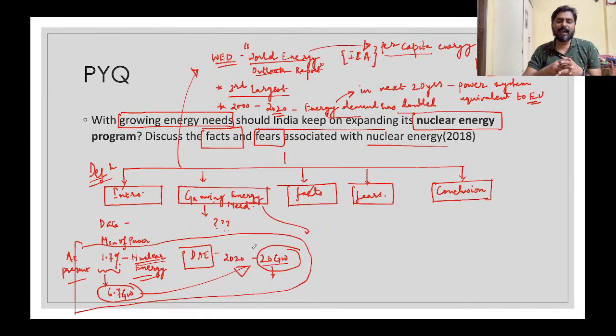So facts and fears. Here we have to write basically the debate on nuclear energy. For the facts of nuclear energy, you have to write how nuclear energy is better than the other types of energy sources that we have. Let us compare nuclear energy with coal, and compare nuclear energy with, let us say, solar or wind.